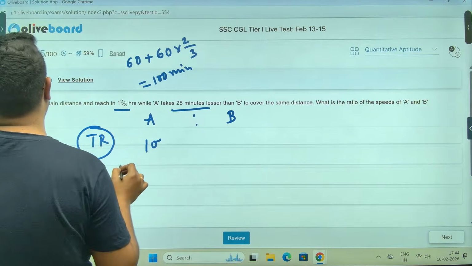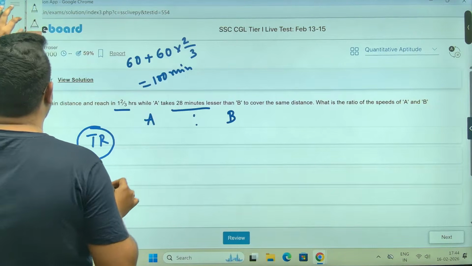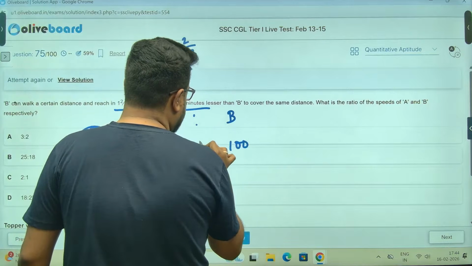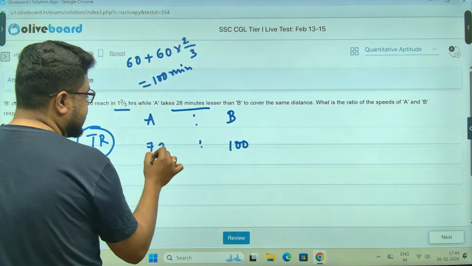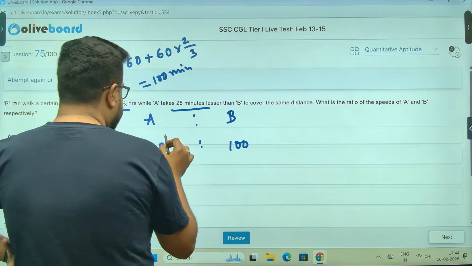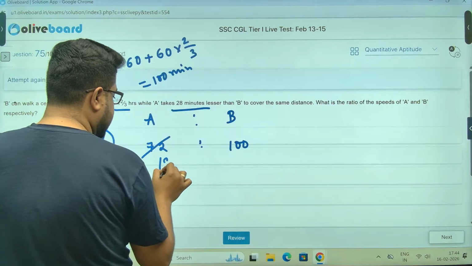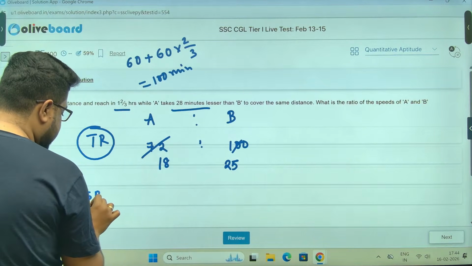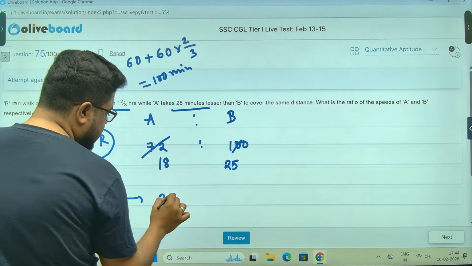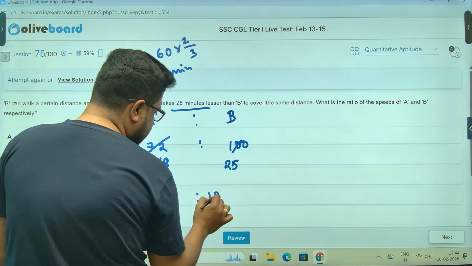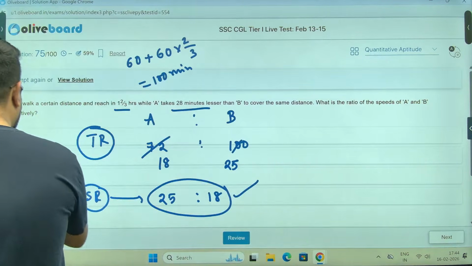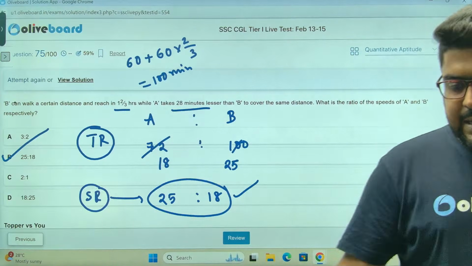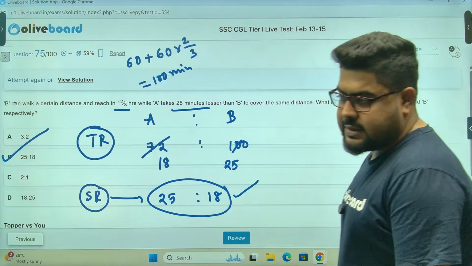So B takes 100 minutes, right? B takes 100 minutes. So A takes 28 less, 72 minutes. So 4 18s, 4 25s. So speed ratio will be opposite, sir. It will be 25 ratio 18, sir. Option number B, sir. And that is your correct answer.